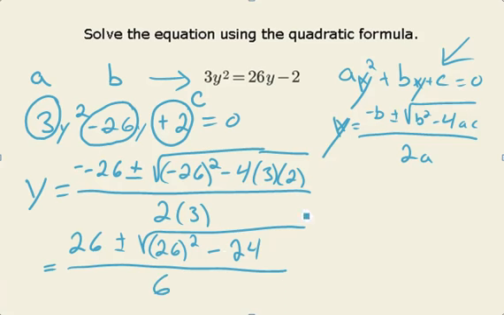The thing that I'd like you to notice is that 26 squared is a large number. 24 is not that big, so I take this large positive number, subtract 24. The result here is some positive value. So we get 26 plus or minus the square root of some positive number, all divided by 6. So we get 2 real number answers for solutions.